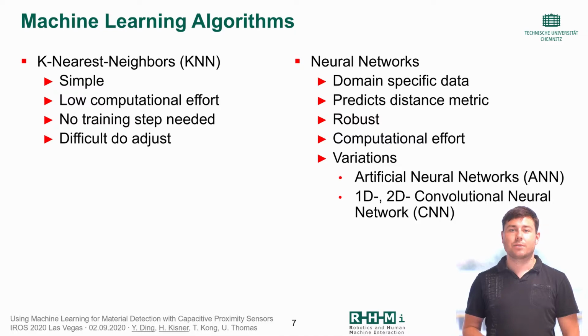In contrast, neural networks have thousands of parameters that have to be trained before being able to predict classes. Neural networks can be trained on domain-specific data. Thus, the network learns a distance metric by itself using the previously generated data. This leads, on the one hand, to more specified classification results, but on the other hand, it requires a high computational effort. Moreover, neural networks are able to reduce the influence of outliers because the optimal classification metric is learned.